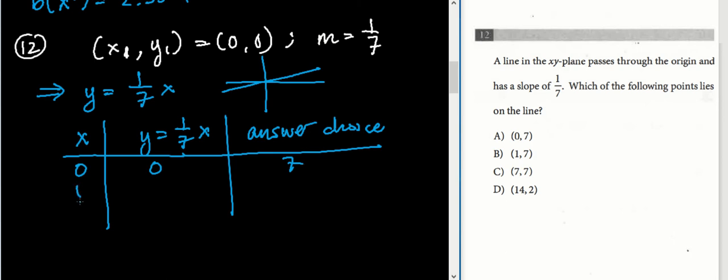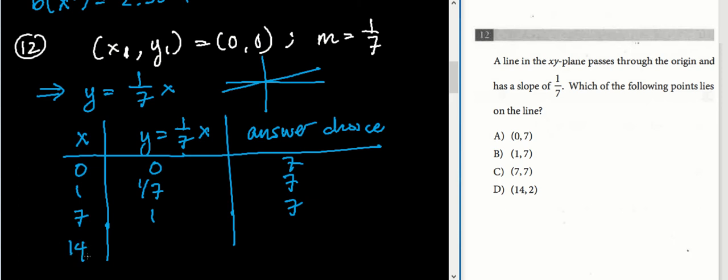If we plug in 1, we get 1 over 7, which again is not equal to 7, so B is not the right answer. If we plug in 7, we get 1 for y, right? 1 over 7 times 7 is 1, which is not equal to 7 again. So C is not the right answer. So now we better hope that D works out.